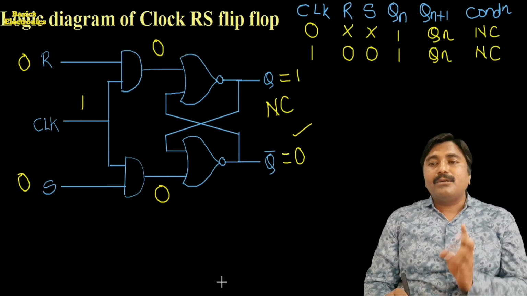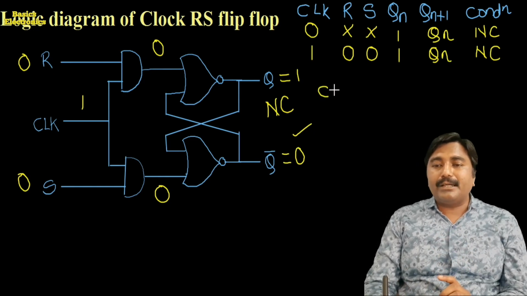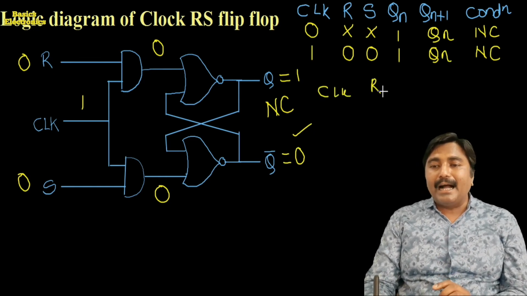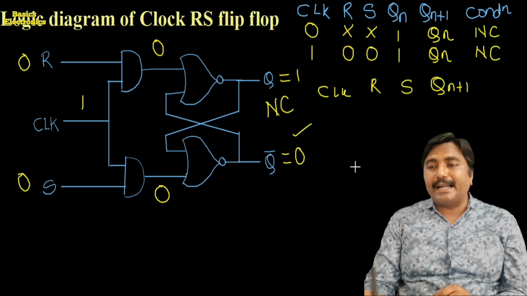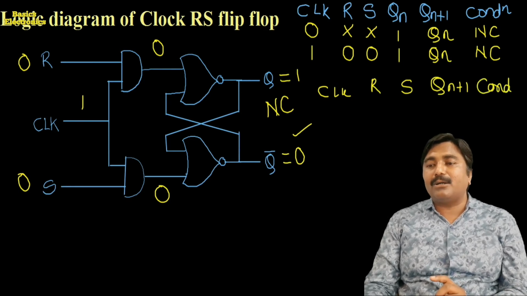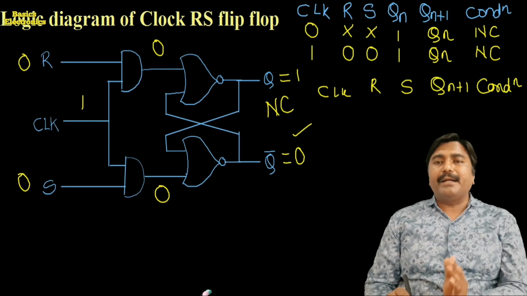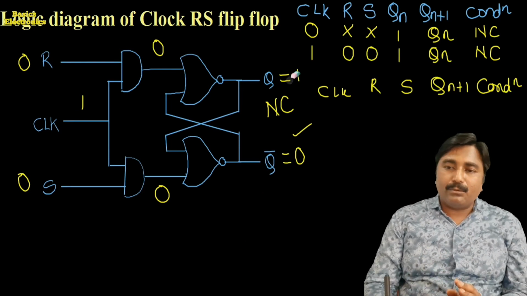You can write down the same truth table in a different way, in that you can write down the clock input, then R input, S input, the Qn plus 1 directly, or only the Q output and the condition of the flip-flop. Okay, so as per the requirement you can change the truth table.